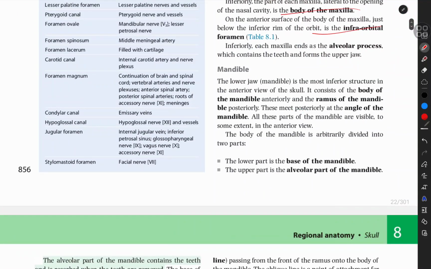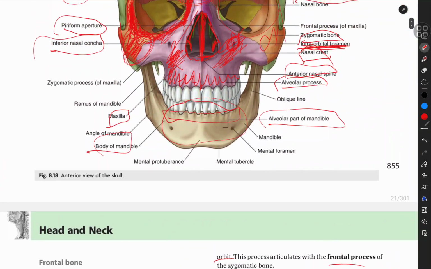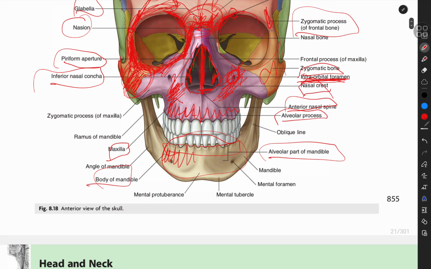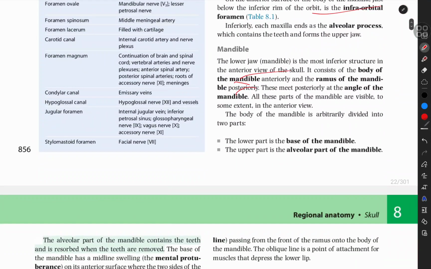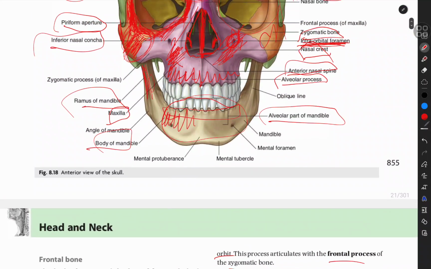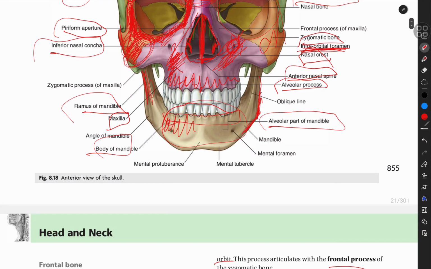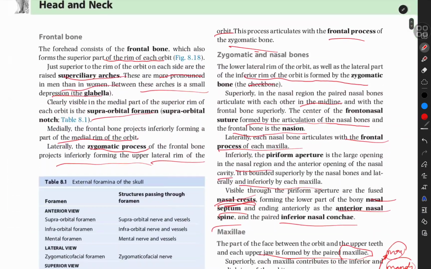Mandible, the lower jaw. The mandible is the most inferior structure in the anterior view of the skull. It consists of the body of the mandible anteriorly and the ramus of the mandible posteriorly. Body of the mandible here, ramus of the mandible here posteriorly. These meet posteriorly at the angle of the mandible. Yeah, the angle of the mandible is this one. So ramus comes here, body comes here, and they meet at the angle of the mandible.